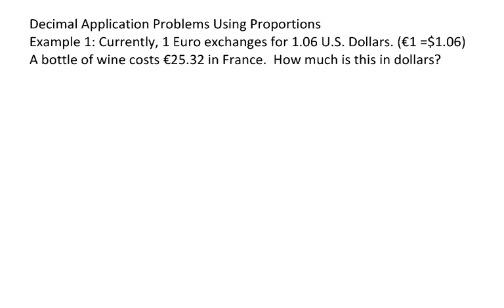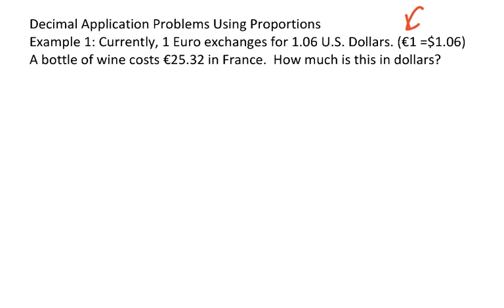Currently, €1 exchanges for 1.06 US dollars. Or in symbols, €1, that's the symbol for euro, is equal to $1.06. A bottle of wine costs 25.32 euros in France. How much is this in dollars? Let's take the exchange rate and write it as a ratio.